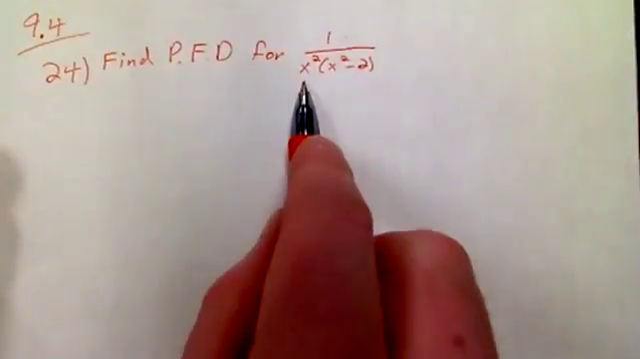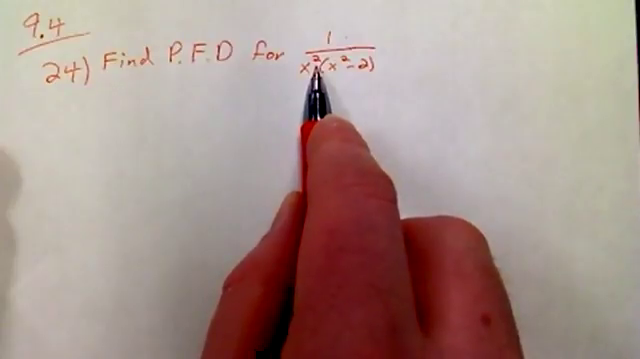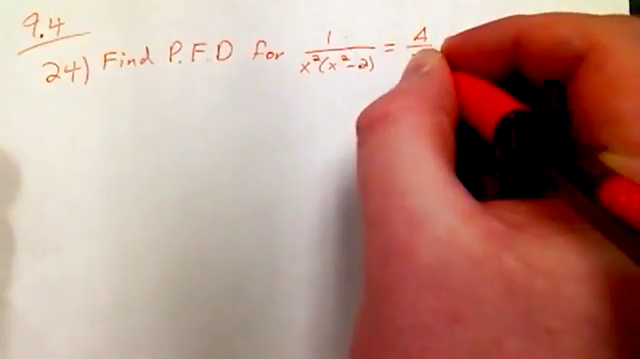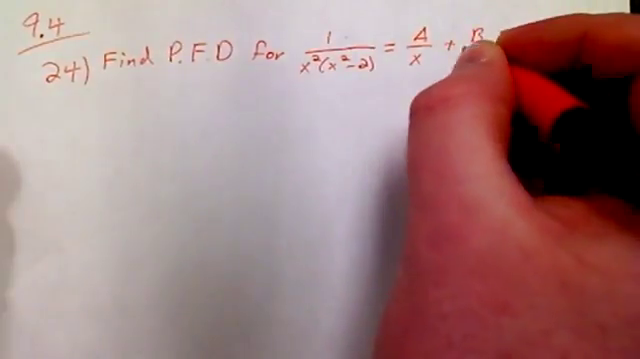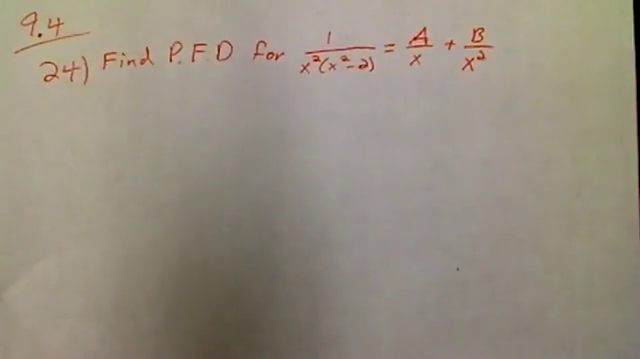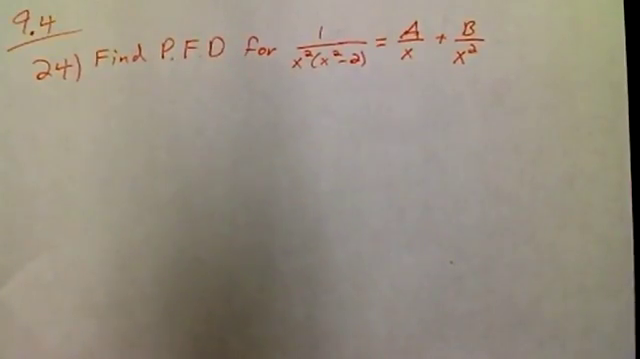Now, first of all, I have a linear factor in x, but it's a repeated linear factor. So for that reason, I have to have A over x plus B over x squared. That's to deal with the x squared right there. Okay, and that should look familiar from one of the previous videos.